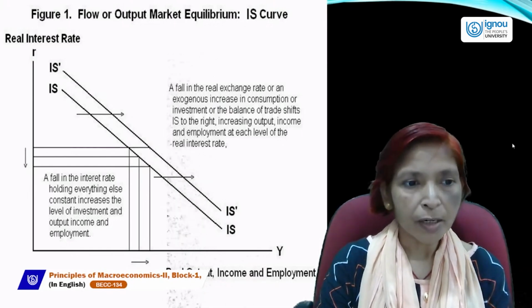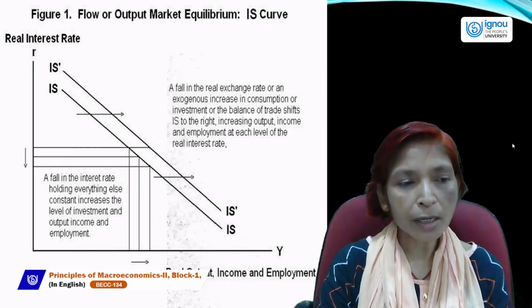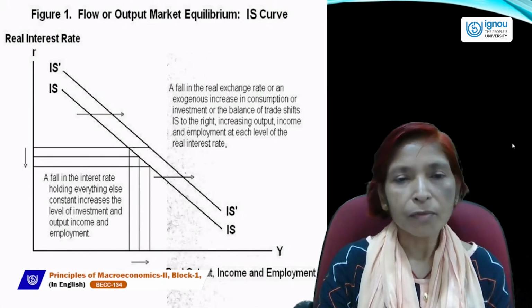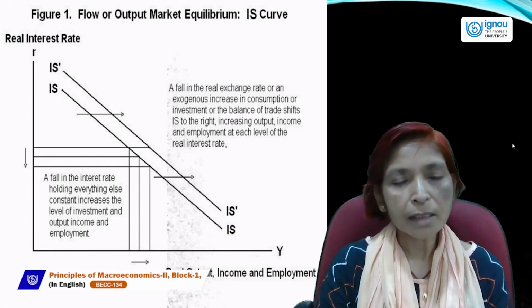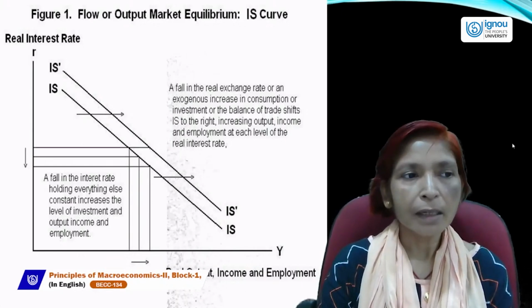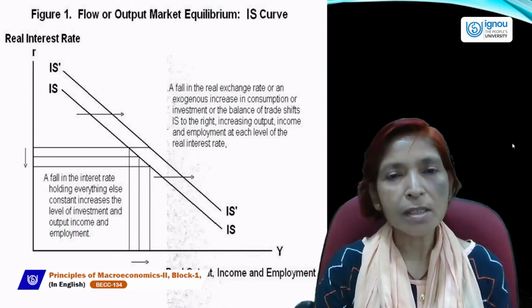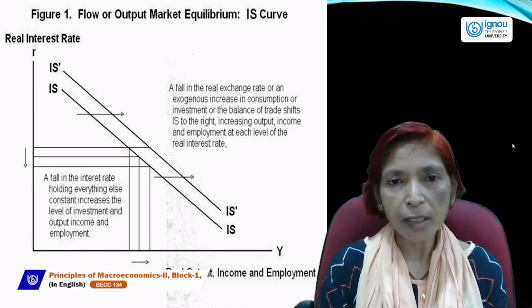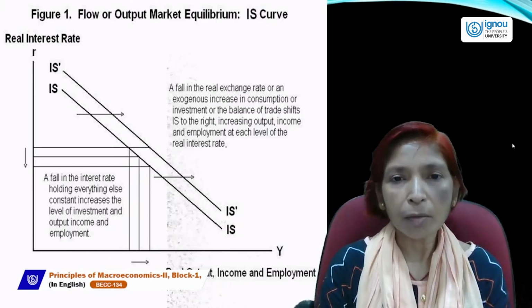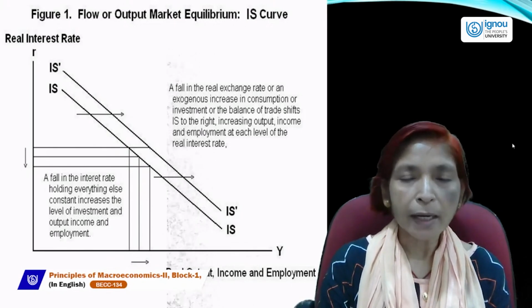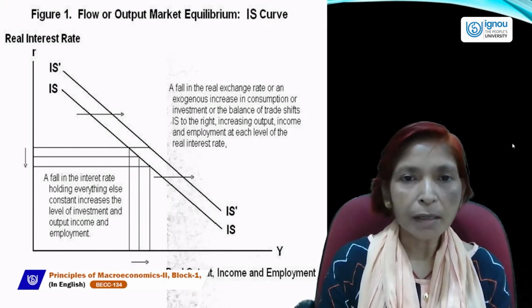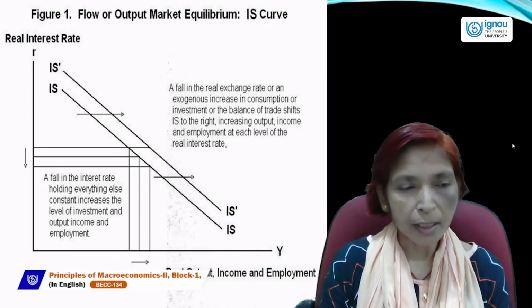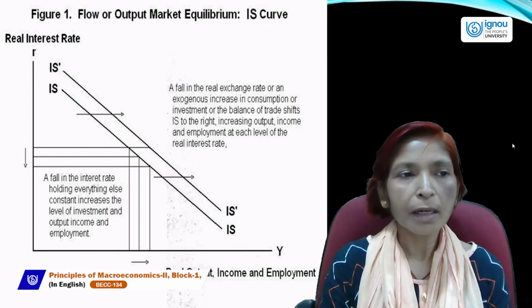Here the initial IS curve is a downward sloping curve, and the next curve is showing IS dash. This curve is showing an increase in IS, and this is the right hand side shift, which shows that investment and saving both are increasing in the economy due to the government following an expansionary fiscal policy. So the IS curve can shift either to the right hand side or the left hand side.